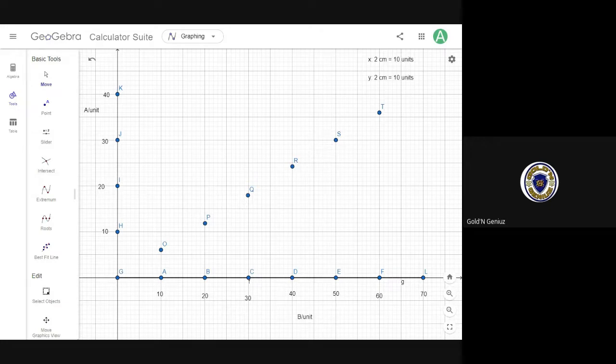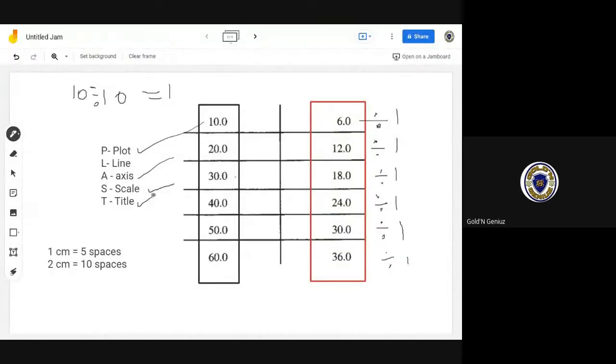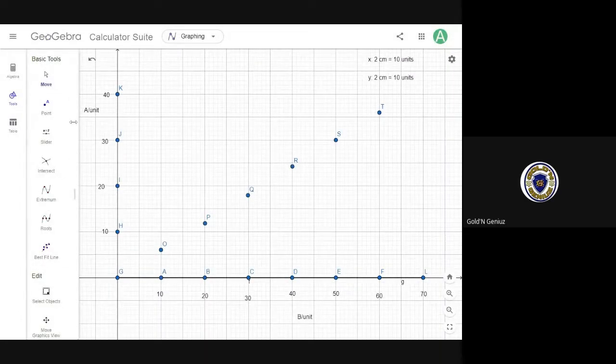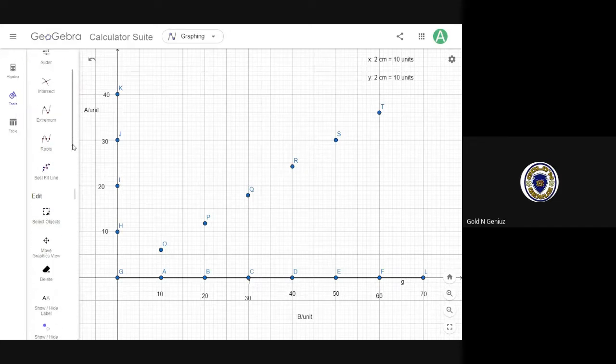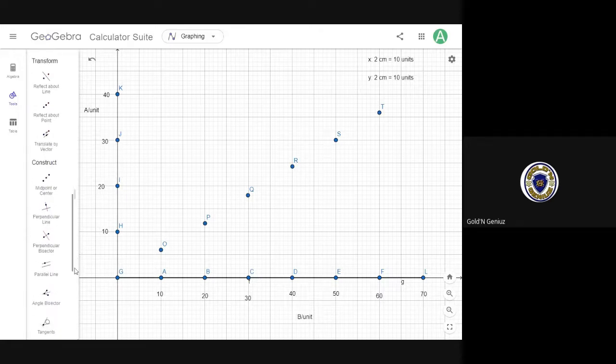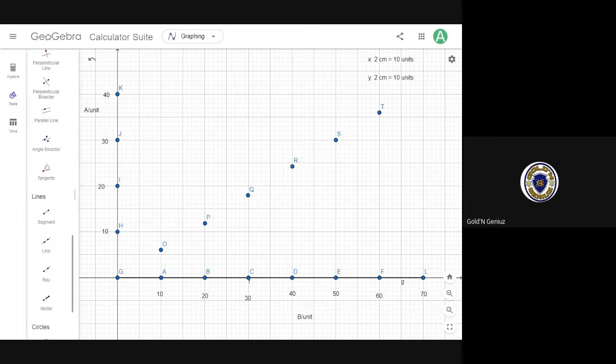Let me make a quick check. My plot is now completed. So far we have worked for 2, 4, 6, 8 points out of the 10 points that we are working for. Okay. Now to get the next 2 points, I am going to take my ruler. All right. I'm going to take my ruler, but to represent my ruler, I am going to use a line.